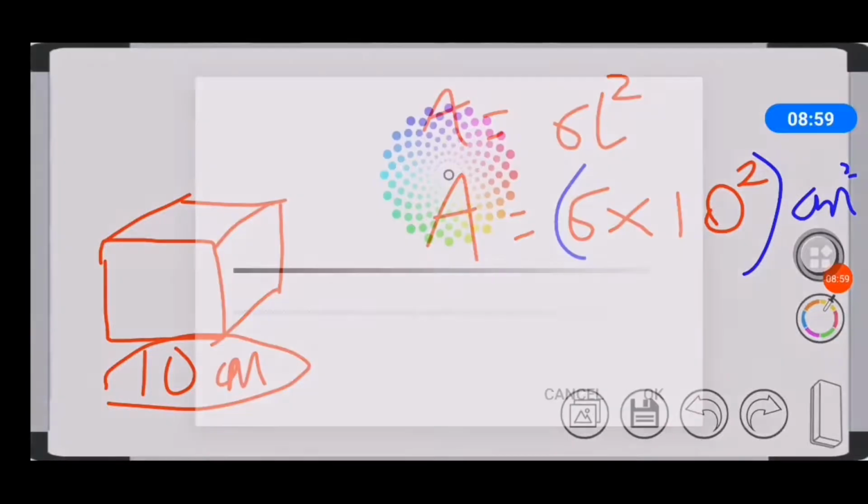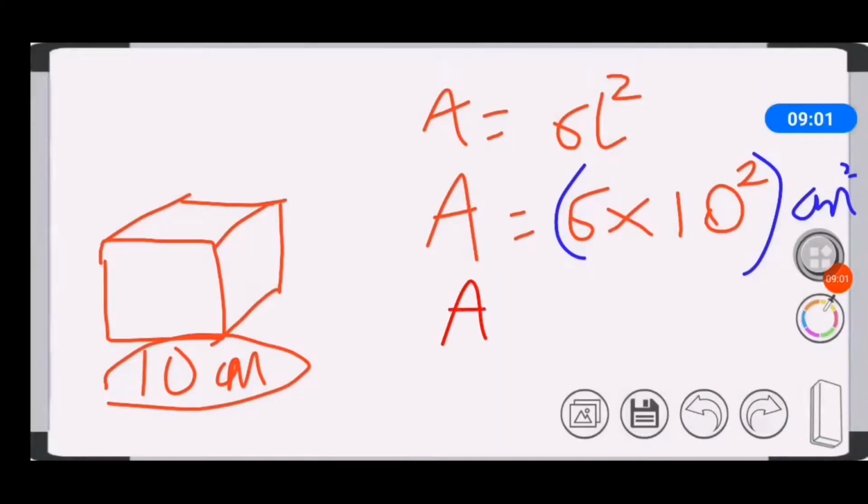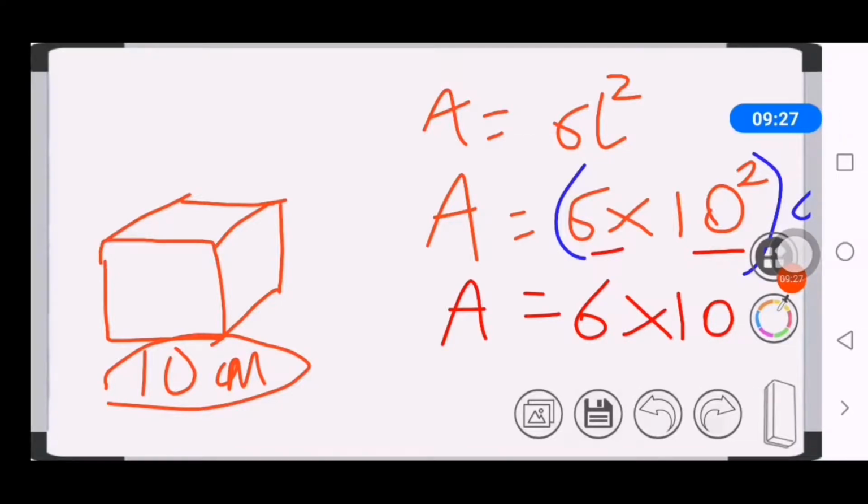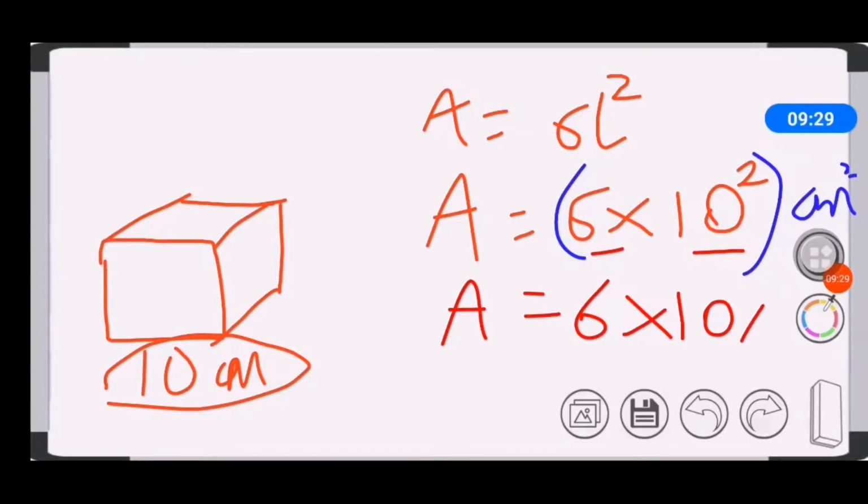So our area should be, remember, you don't multiply the 6 by the 10 when you're working this. You do the exponent first. The answer you get, you multiply that by the 6. So we are going to get 6 times 10 squared, which is 10 times 10. It's not 10 times 2. A number squared is that number multiplied by itself. So it's going to be 10 times 10. So I don't expect to see you writing 10 times 2. 10 times 10 in that way.